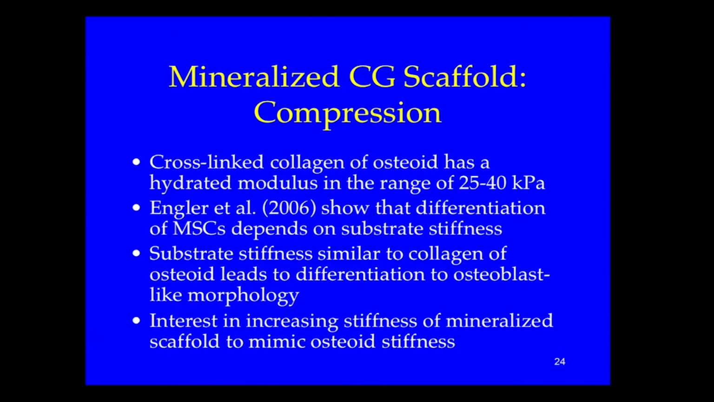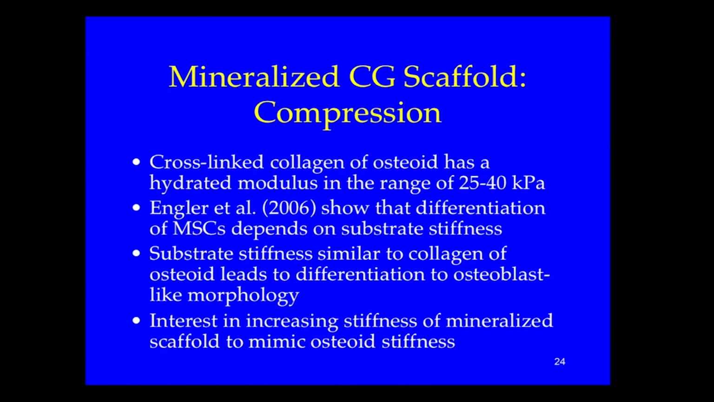So the second reason is that if you look at how bone itself forms, it forms from a collagen-based precursor, bone in your body. There's something called osteoid, which is this collagen-based precursor to bone, and it has a modulus of about 25 to 40 kilopascals. And Engler showed that if you have mesenchymal stem cells and you put them on substrates of different stiffnesses, they differentiate into different kinds of cells depending on the stiffness of the substrate. So the substrate stiffness can affect what kind of cells you get.